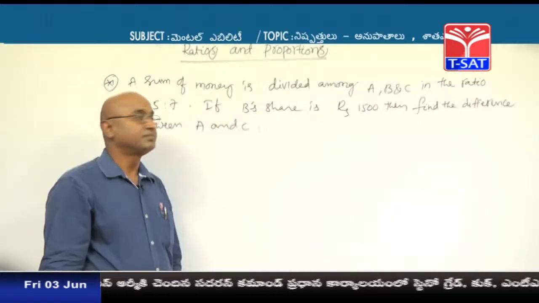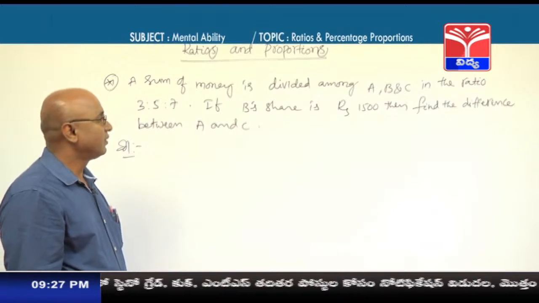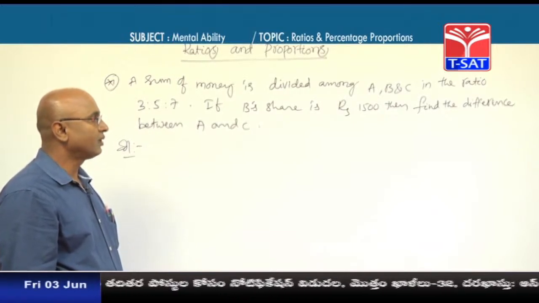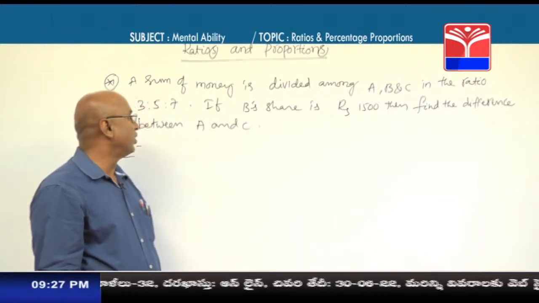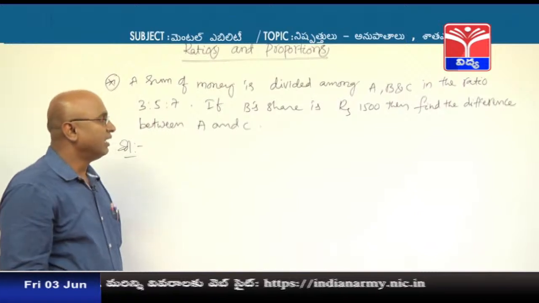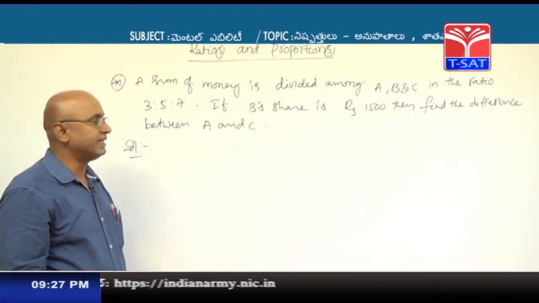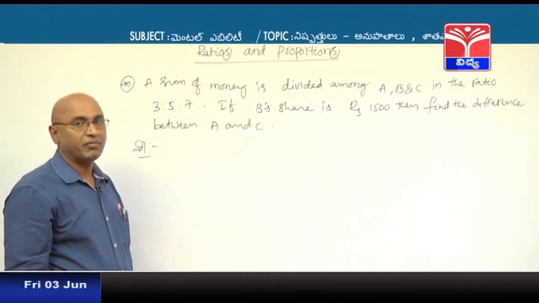Next problem: a sum of money is divided among A, B and C in the ratio 3:5:7. If B's share is rupees 1500, then find the difference between the shares of A and C.